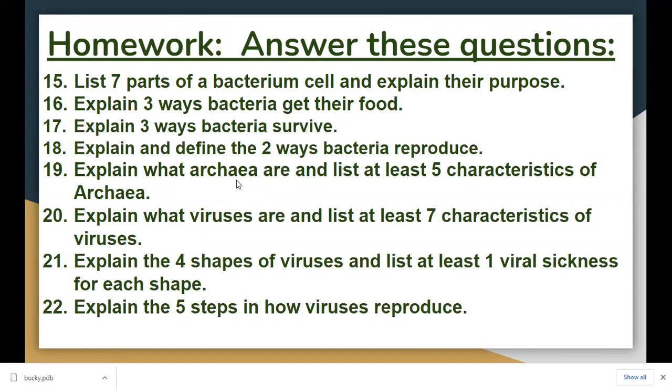Explain what archaea are and list at least 5 characteristics of archaea. Explain what viruses are and list at least 7 characteristics of viruses. Explain the 4 shapes of viruses and list at least 1 viral sickness for each shape. And finally, explain the 5 steps in how viruses reproduce.